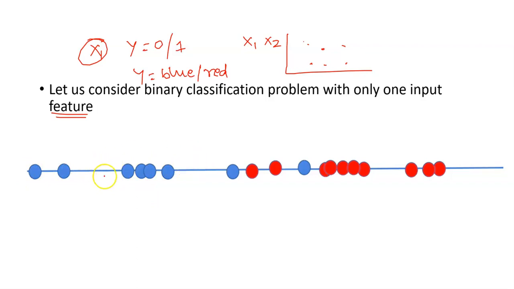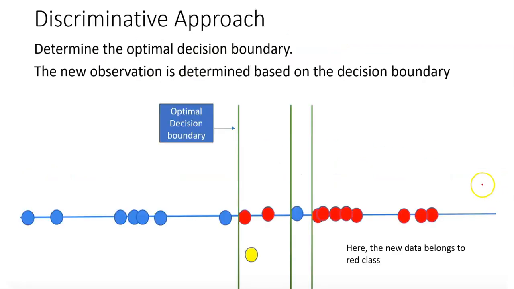The feature is represented on a straight line, and the outputs are either blue or red. In the case of a discriminative model, we will determine the decision boundary. In the case of a generative approach, we will determine the data distribution, which is nothing but a Gaussian distribution or normal distribution curve. There are multiple decision boundaries possible, out of which we need to determine the best or optimal decision boundary. In this case, this is the optimal decision boundary, because the left side of the line is blue and the right side of the line is red, with only one error.